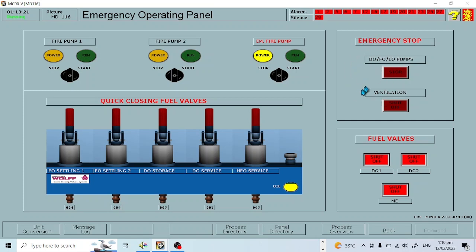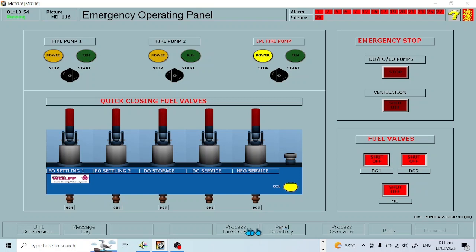if it is a fire emergency, and also the ventilation, to limit the supply of oxygen. You need the fire pump to supply water in case you need to use water in combating the fire. You also need these shut-off valves of DG1 and DG2. For example, if the fire is located in diesel generator 1, you need to shut off the valves for diesel generator 1, or for the main engine so that the main engine will stop.